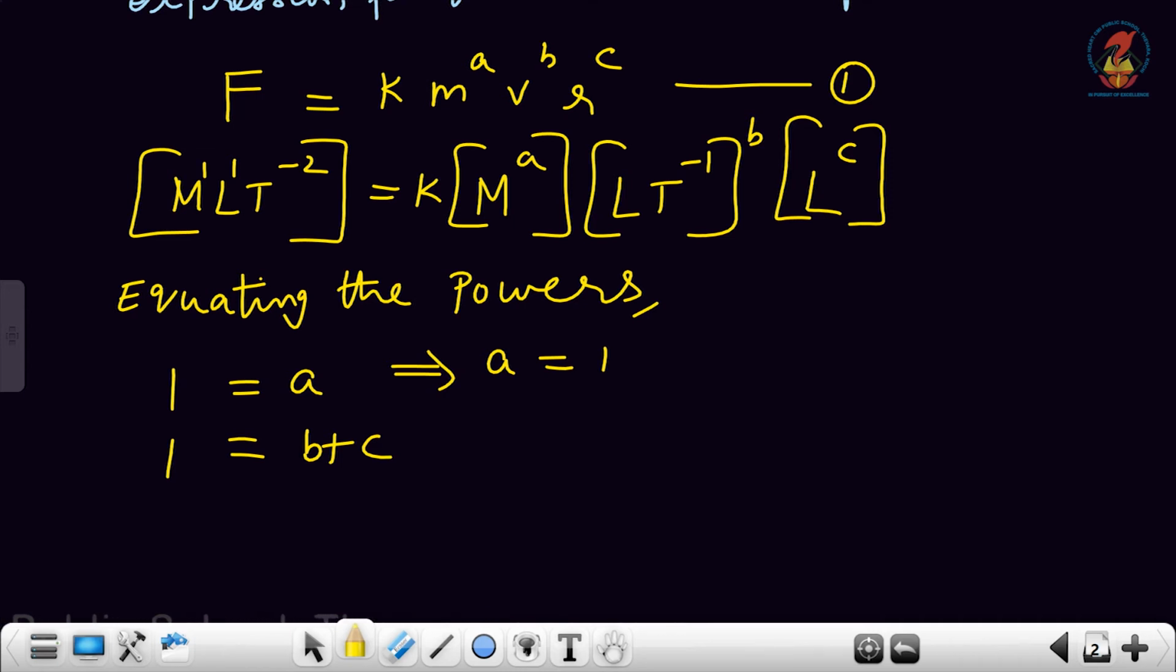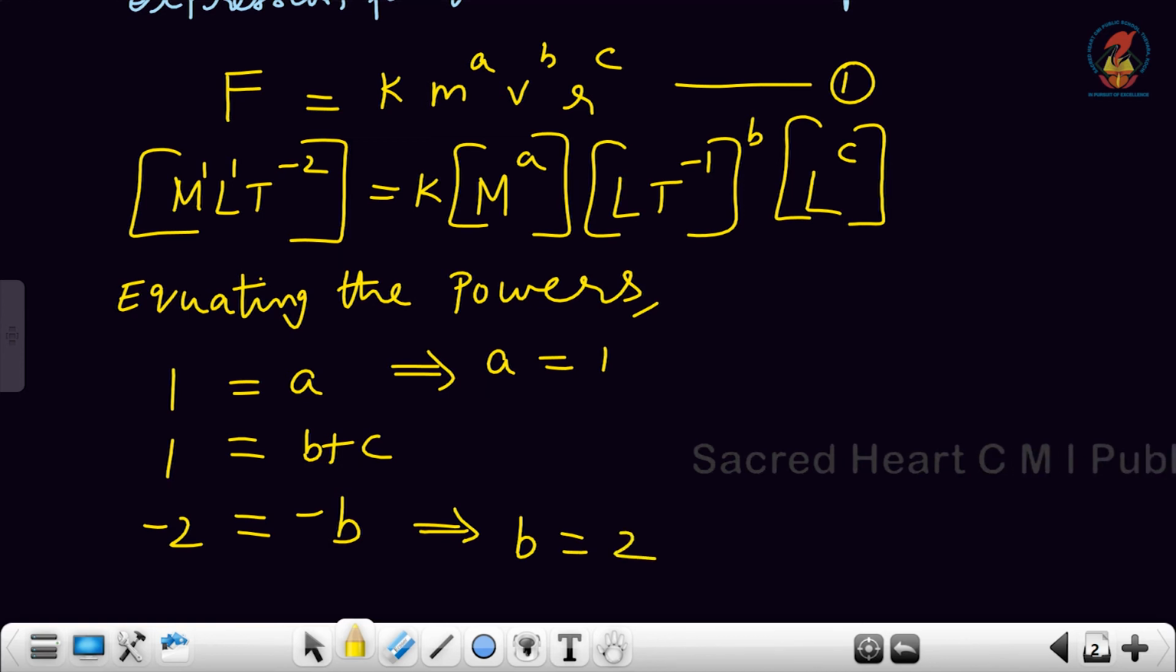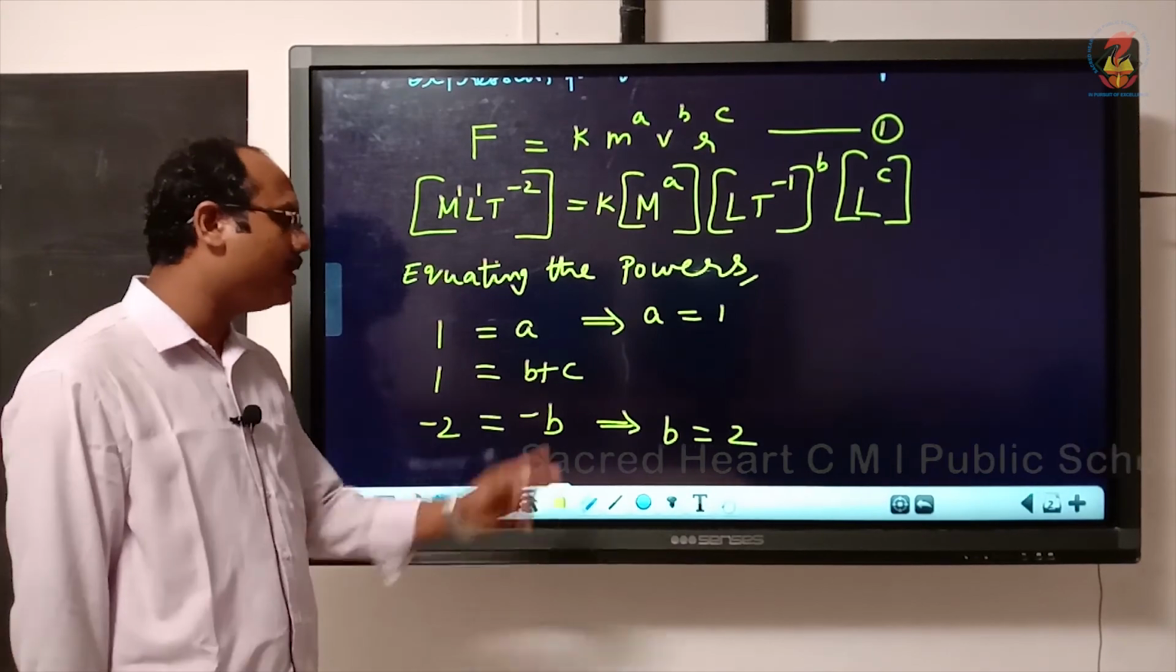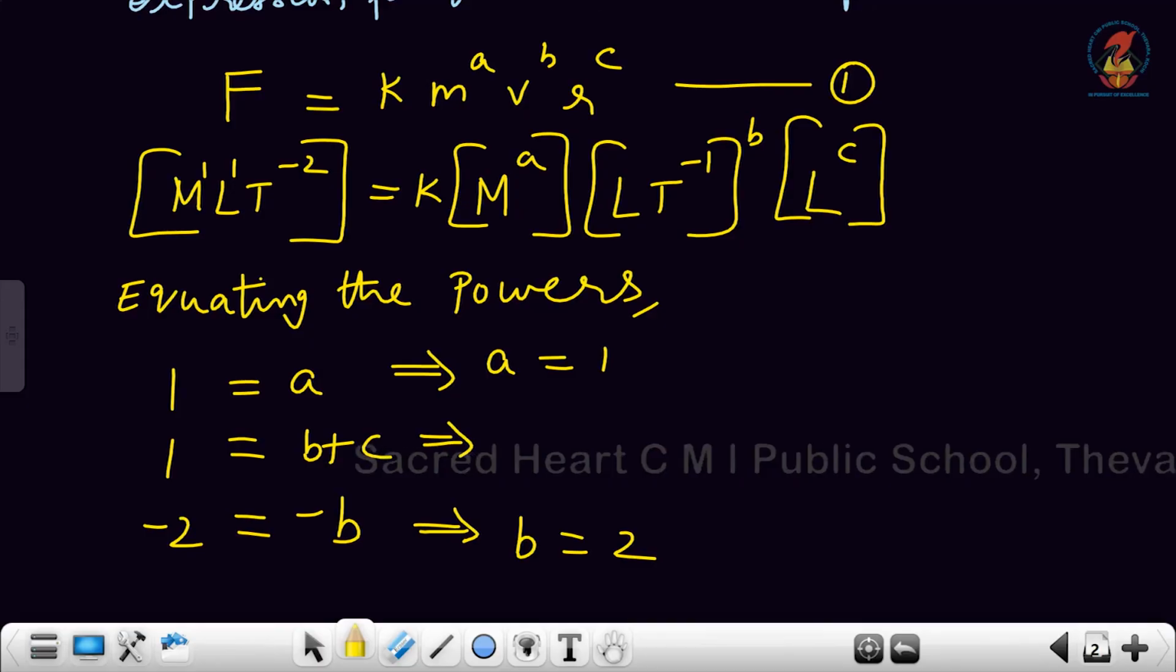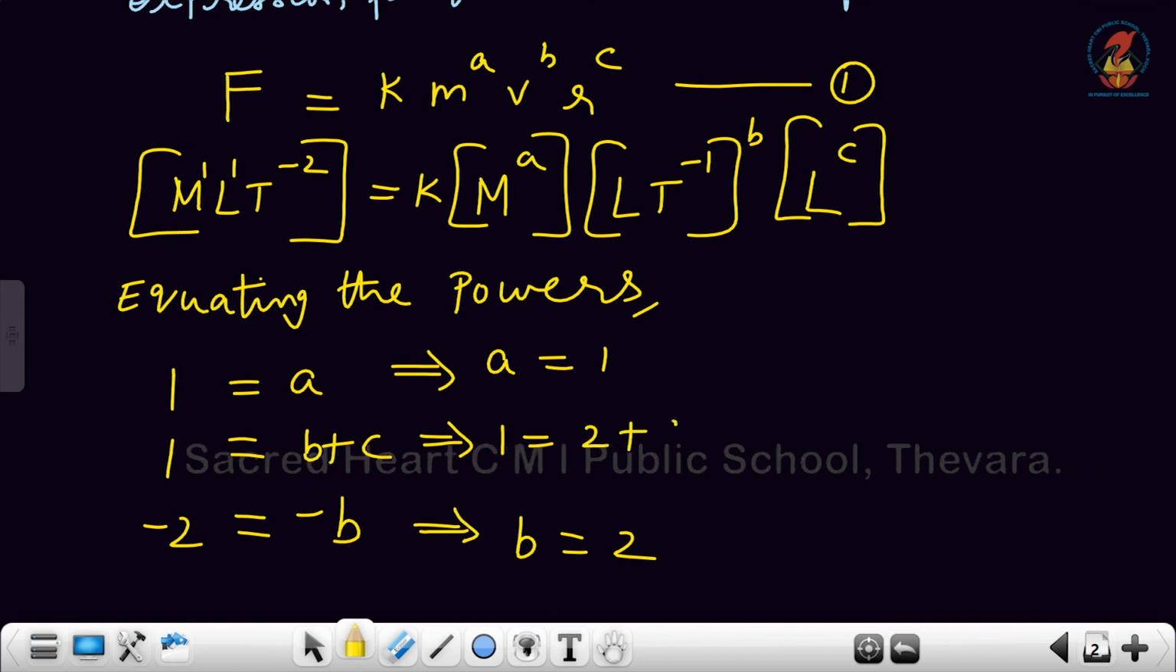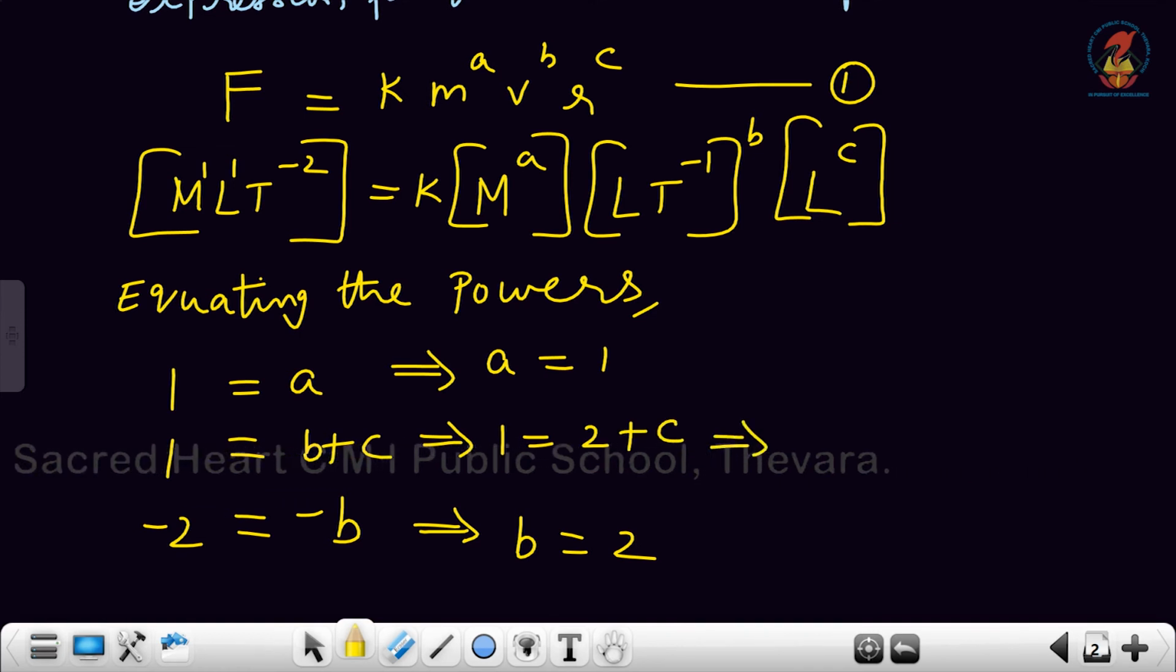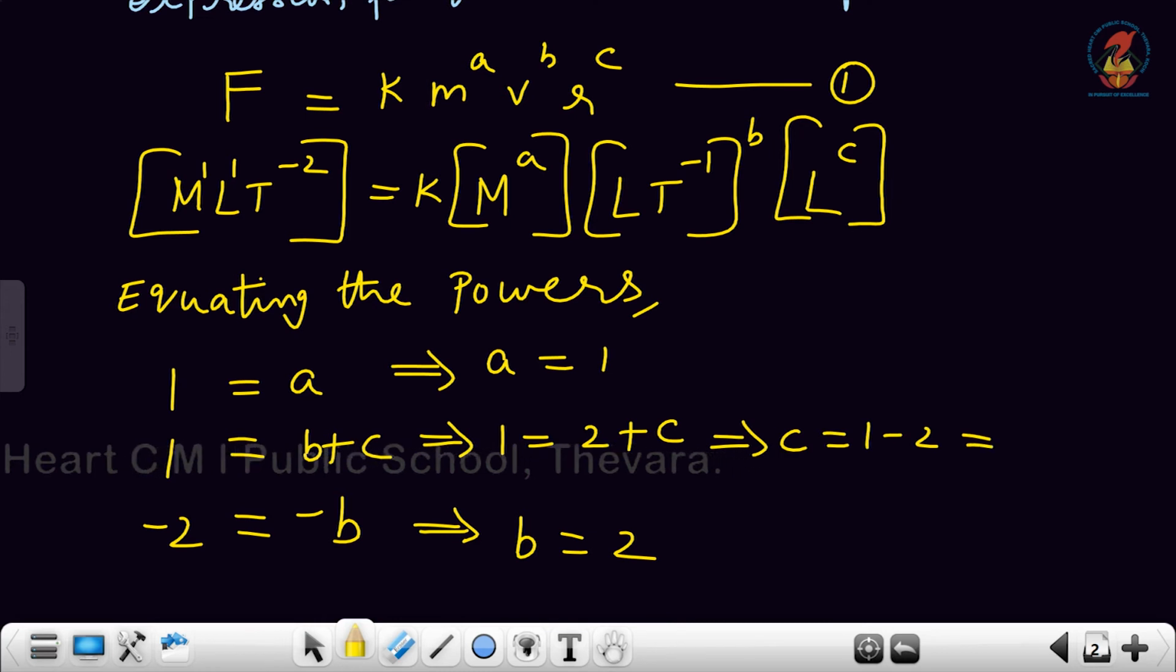Now you compare the power of time. In the LHS it is minus 2. In the RHS it is minus B. So minus 2 is equal to minus B. From there I will get B is equal to 2. Now putting the value of B in the above equation. So 1 is equal to 2 plus C. So from here what is C? 1 minus 2, which is minus 1. So I got C is equal to minus 1.